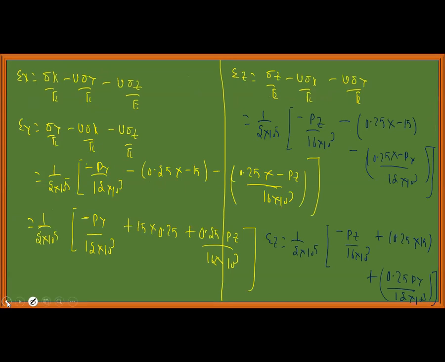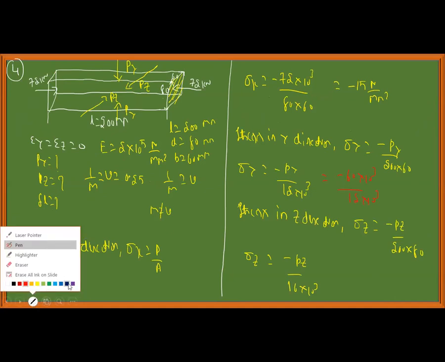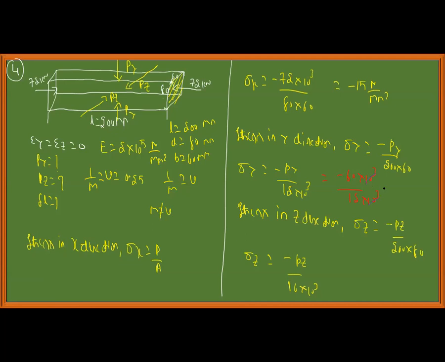180 kilonewton. Go here. Minus 60. Minus 60 into 10 power 3 by 12 into 10 power 3. This 10 power 3 cancels. This is how much? 60 by 12, minus 5 newton per mm square, right? Isn't it? 60 by 12, right? Yes, sir.